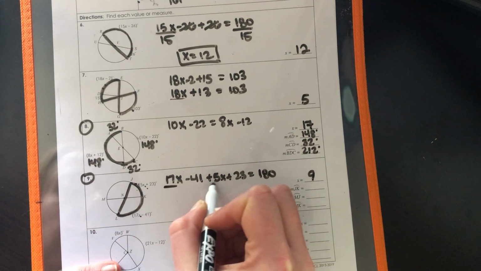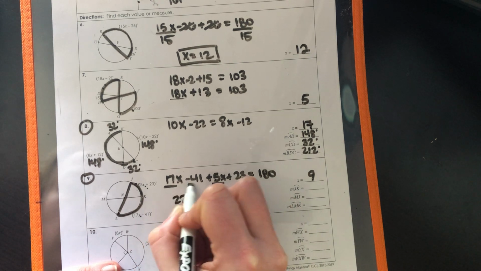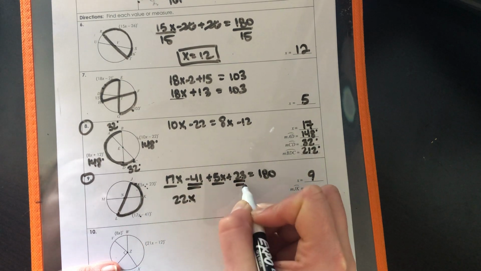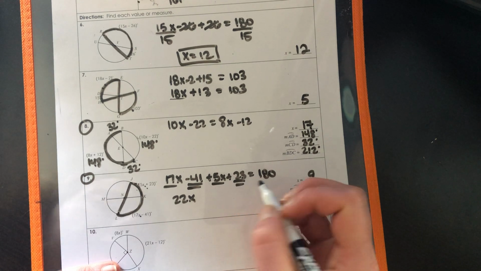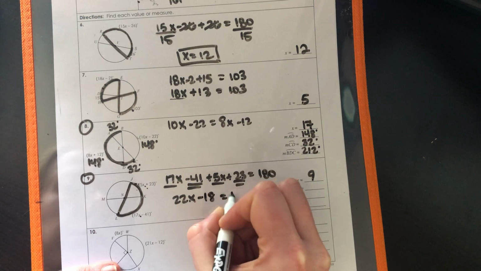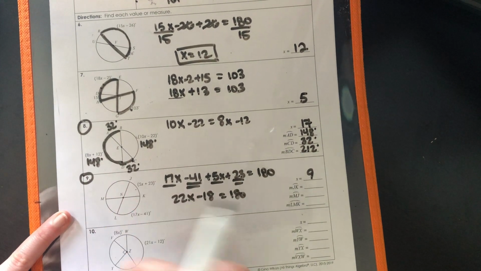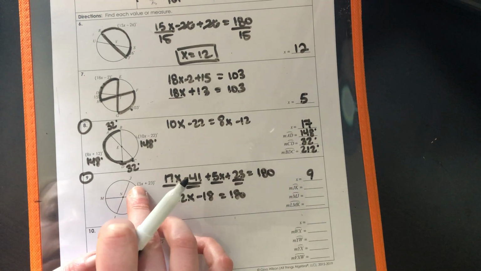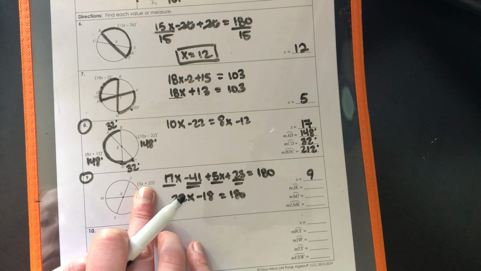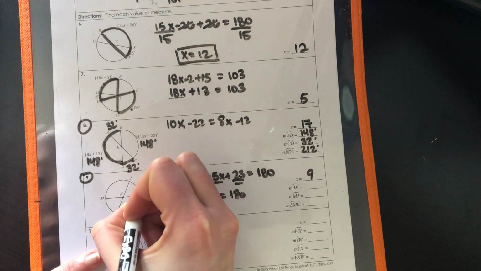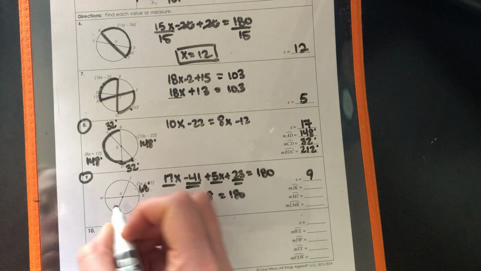Because I see I can do 17x plus 5x, which is 22x. Negative 41 plus 23 is a minus 18. And then you have a two-step equation. Okay, then you plug in your values. So we have 9 times 5 is 45, 55, 65, 68 degrees here. And they're vertical to each other. So this would be 68.